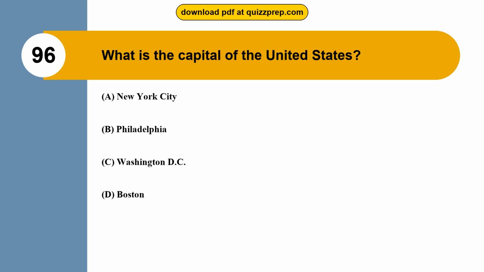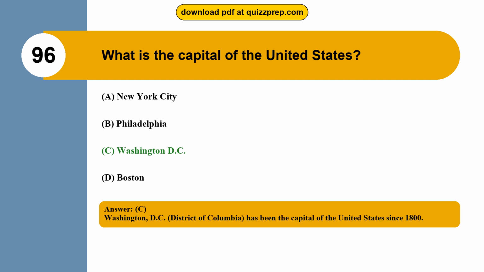Question 96. What is the capital of the United States? Option A, New York City. Option B, Philadelphia. Option C, Washington, D.C. Option D, Boston. The correct answer is option C, Washington, D.C. Washington, D.C., District of Columbia, has been the capital of the United States since 1800.